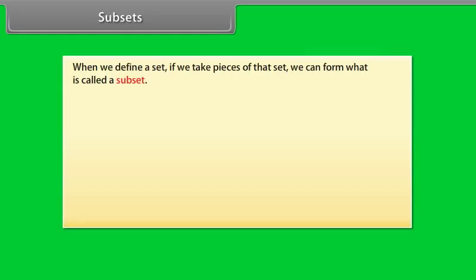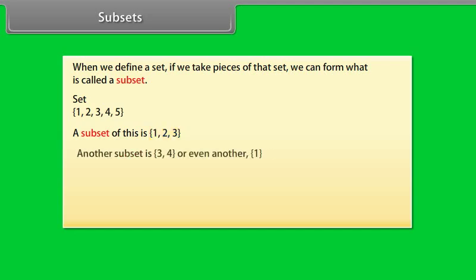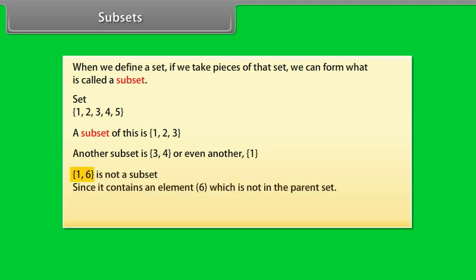Subsets. When we define a set, if we take pieces of that set, we can form what is called a subset. For example, we have the set {1, 2, 3, 4, 5}. A subset of this is {1, 2, 3}. Another subset is {3, 4}. Or even another subset is {1}. However, {1, 6} is not a subset since it contains an element 6 which is not in the parent set.